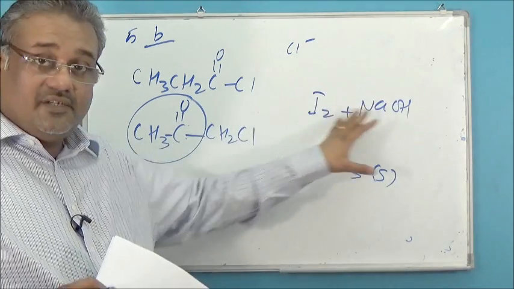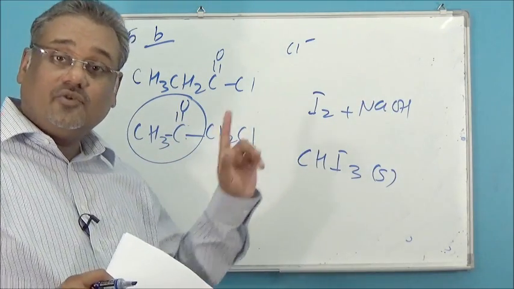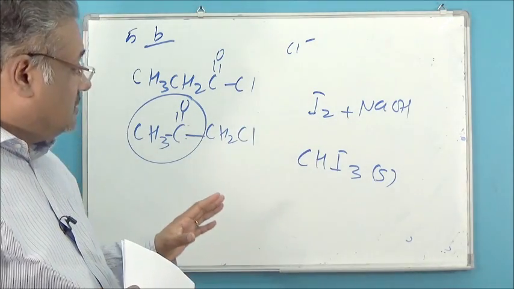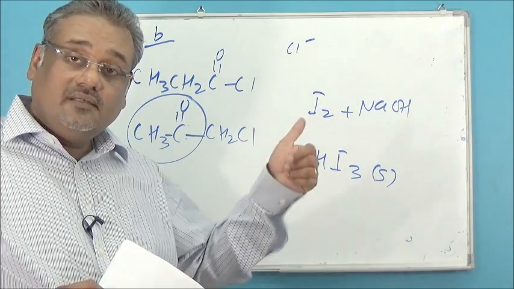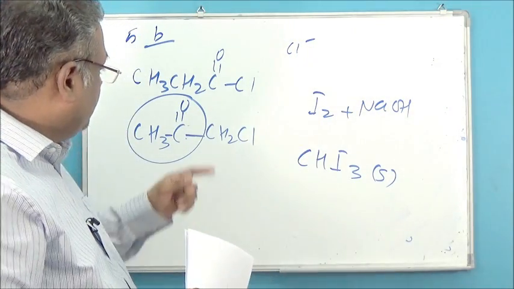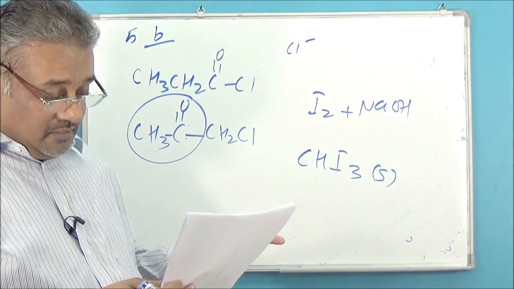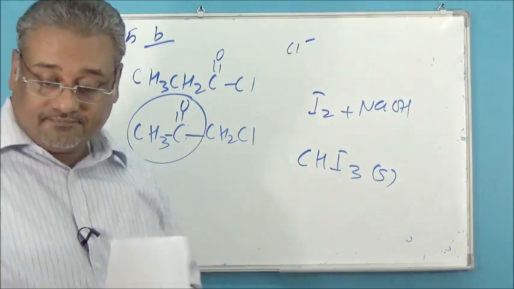It's a mild oxidizing agent. It works if you have CH3CO or CH3CHOH in any of the compound. So yellow solid there, no reaction here. So three tests recommended: silver nitrate, the iodine plus NaOH test, or you could go for, as I said earlier, the 2,4-DNP. So we have three tests to distinguish between these two.